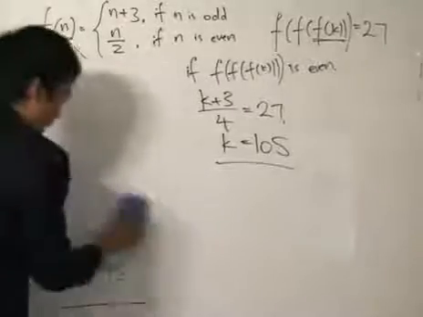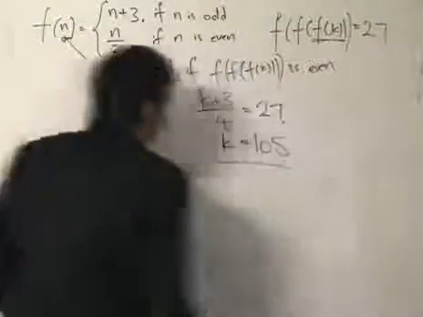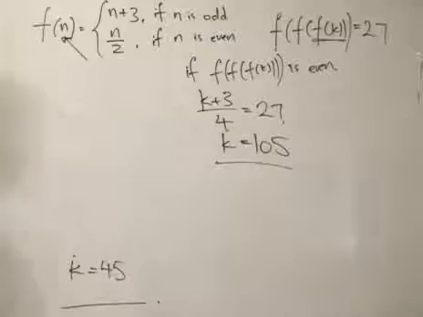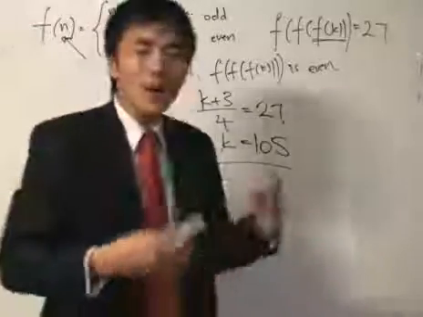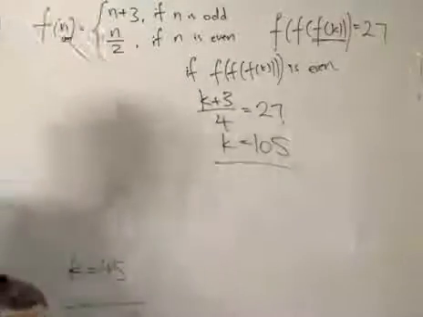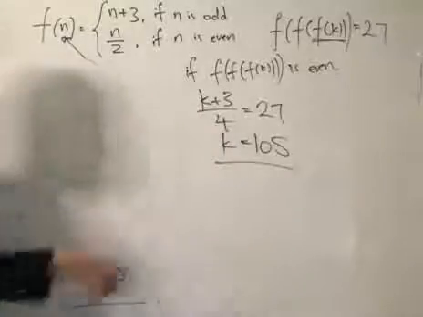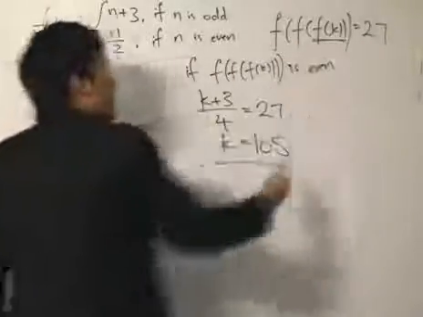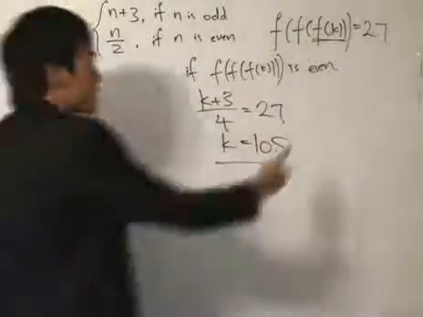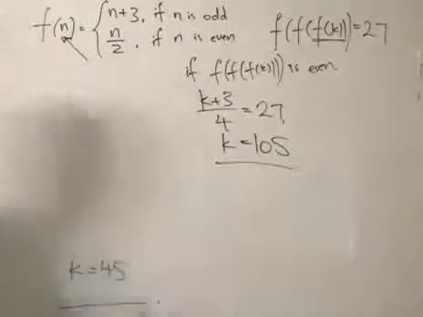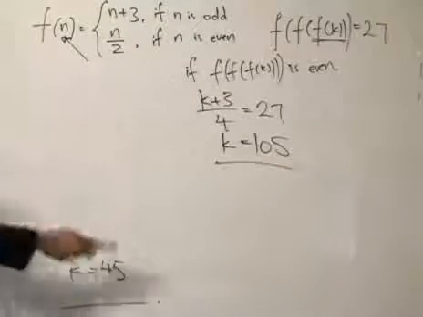So what you can do right now, k equals 45 and k equals 105, is to, what I like to call, work recursively. So what we're going to do now is that, knowing that k is 45 or 105, we can just simply put that value inside here, do the evaluation, and just see whether it equals 27. Okay, let's just start with k equals 45.